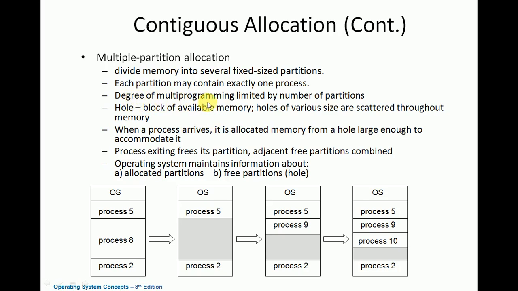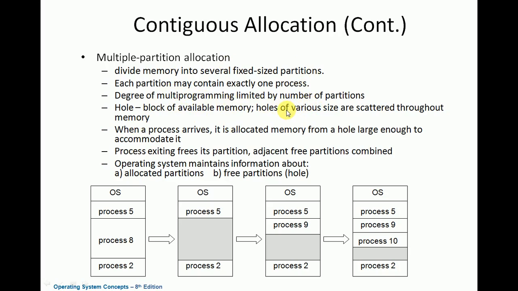So what is the degree of multiprogramming? The degree of multiprogramming defines how many programs we can execute simultaneously on the system. It means how many programs are loaded into main memory. The degree of multiprogramming must be high, because we need to increase the throughput of the system, and it is controlled by the number of partitions. How many programs we can bring into the main memory depends on how many partitions are available in the main memory.